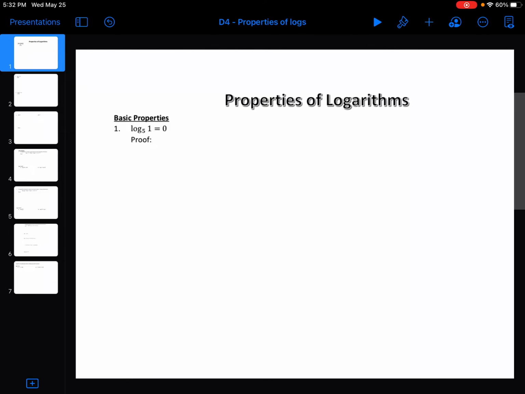Okay, so looking at properties of logarithms, we're going to use these to simplify things and make sure that when we're working through logarithms, we're making them as simple as possible. So the most important part about this is remembering that a logarithm is really just an exponent.